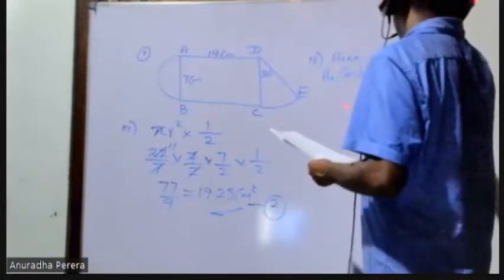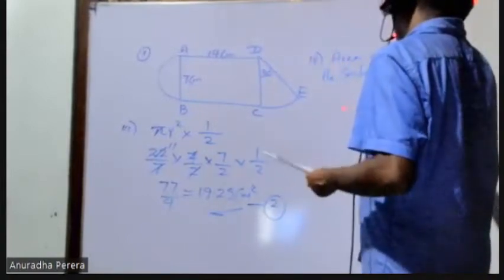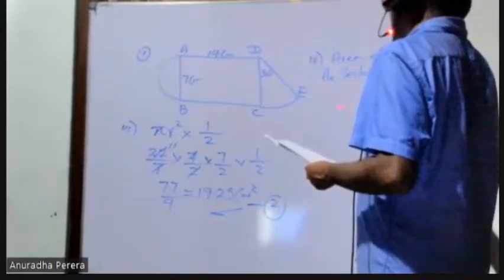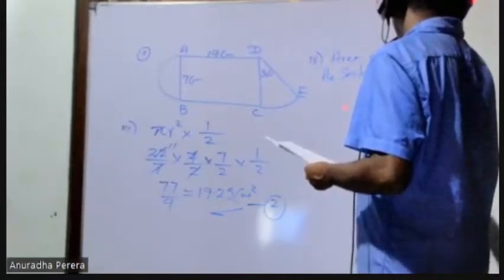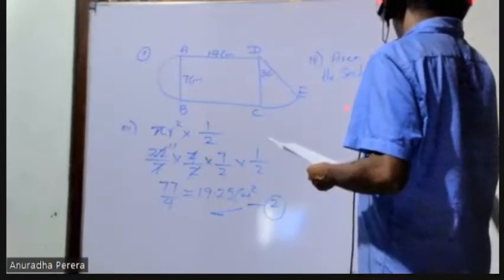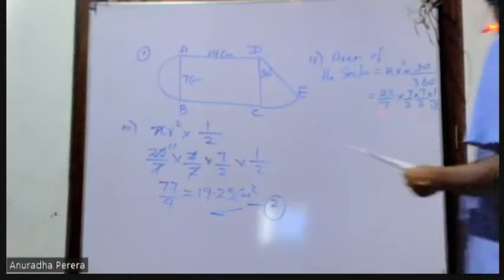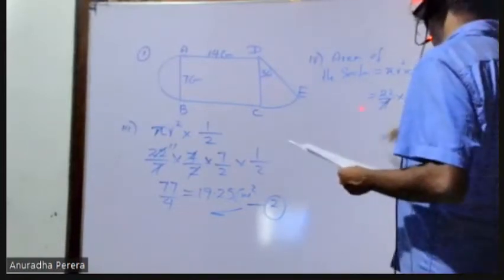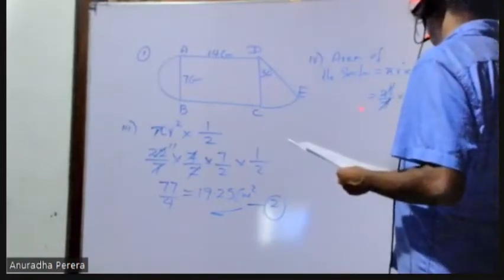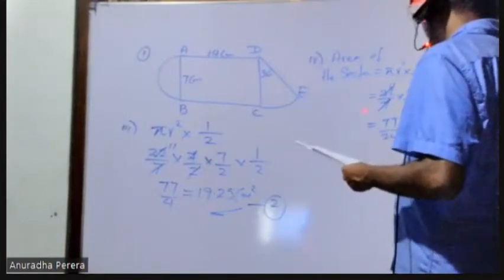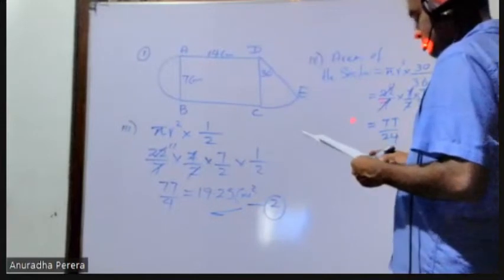30 over 360. 22 over 7. Radius 7 over 2. The simplest form is 1 over 12. Yes. Simplify by 7 by 2. 77 over 24.